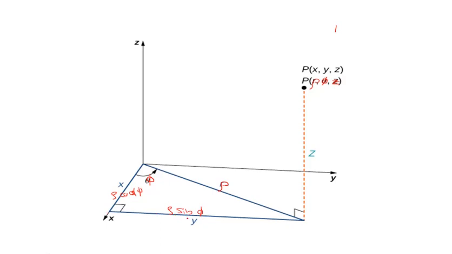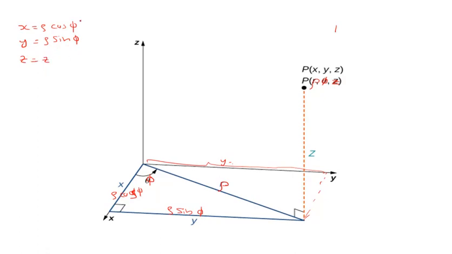Now this is y, this distance is the y component, so that y is here. So x is equal to rho cos phi and y is equal to rho sin phi. So from the figure, x is equal to rho cos phi, y is equal to rho sin phi, and z is equal to z.